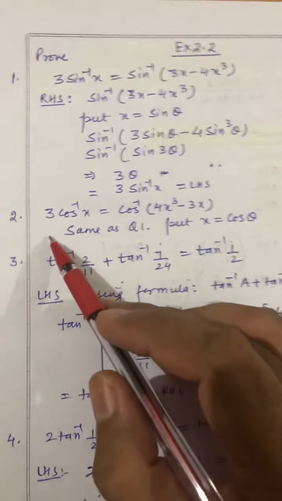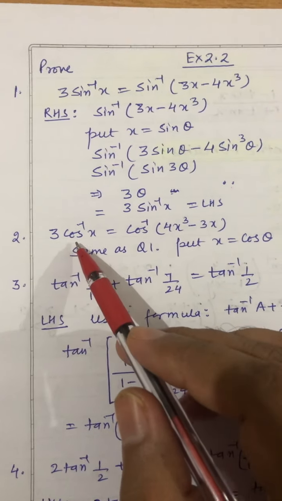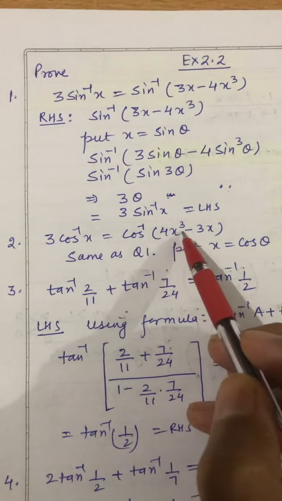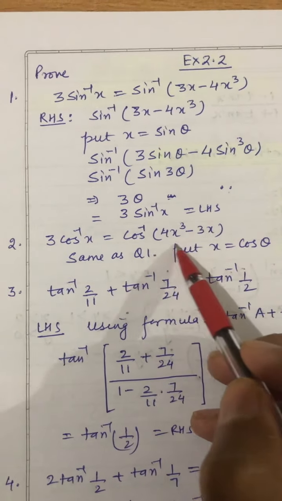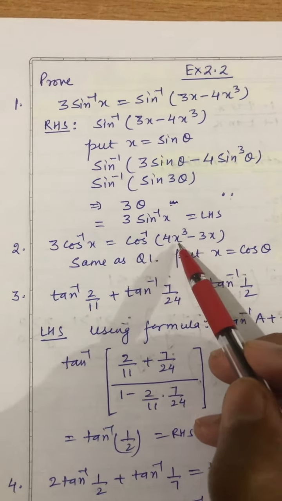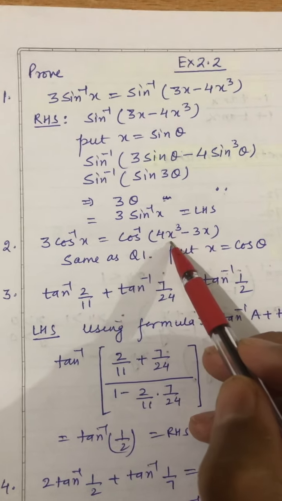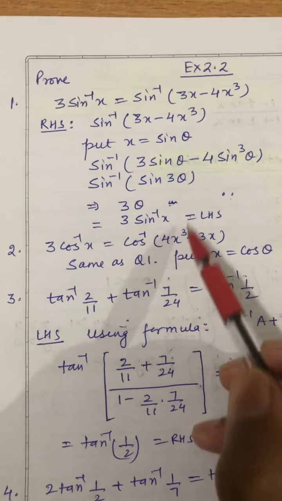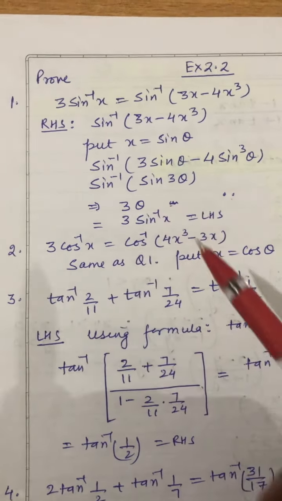Now similarly, question number 2, this question came in the board exam this year. 3 cos⁻¹x = cos⁻¹(4x³ − 3x). Again, if you see the right hand side, if you put x = cos θ, we get 4 cos³θ − 3 cos θ. This is the formula for cos 3θ. So similarly, you can do this part also.